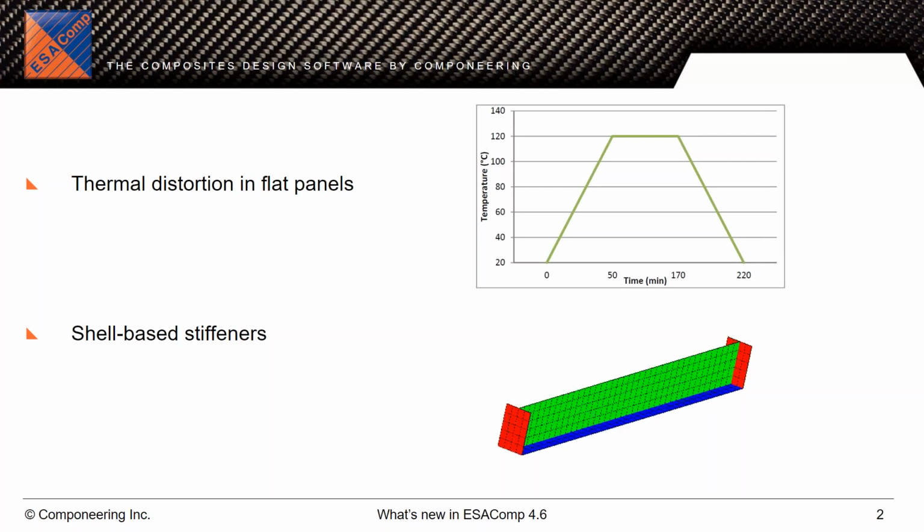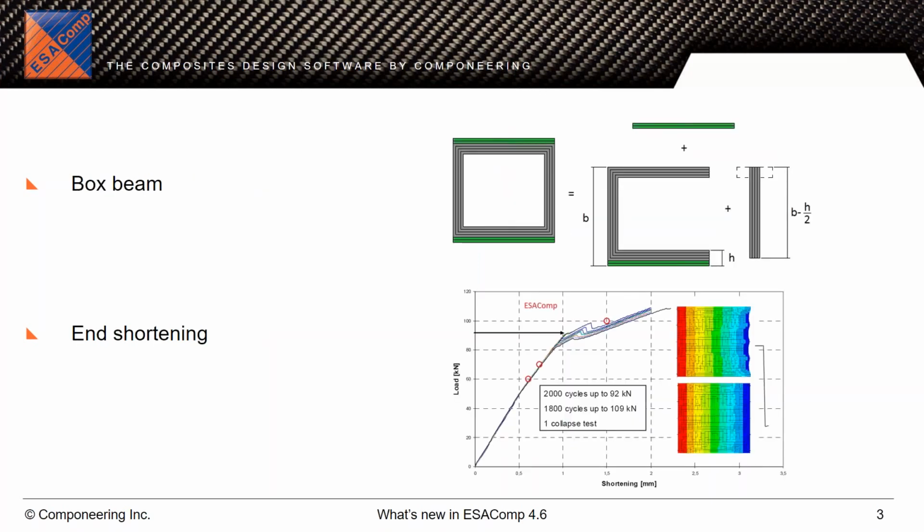The second example illustrates the shell-based stiffeners and how they differ from the traditional beam stiffeners. The same example is used to demonstrate negative reserve factor in the buckling analysis. Then the use of shell-based stiffeners is demonstrated to form closed profiles.